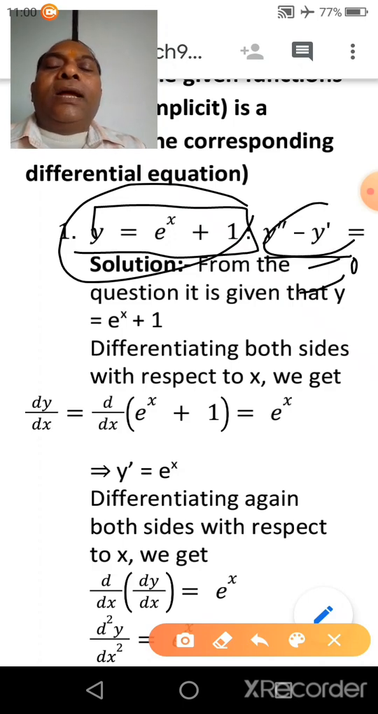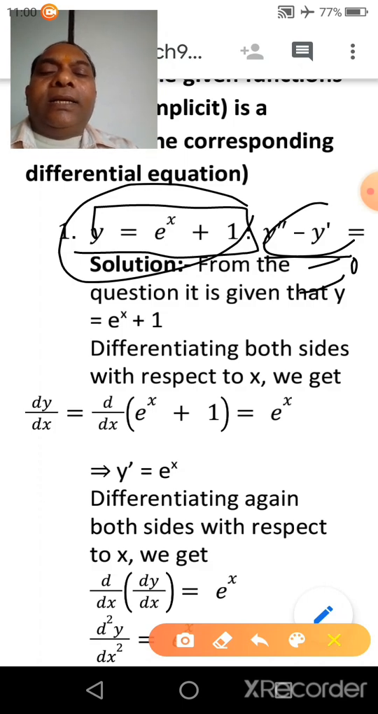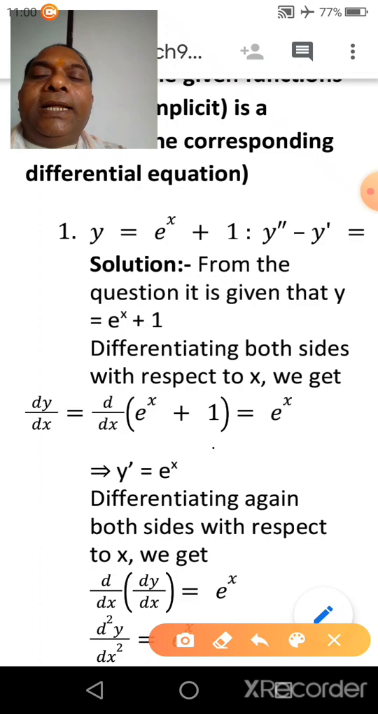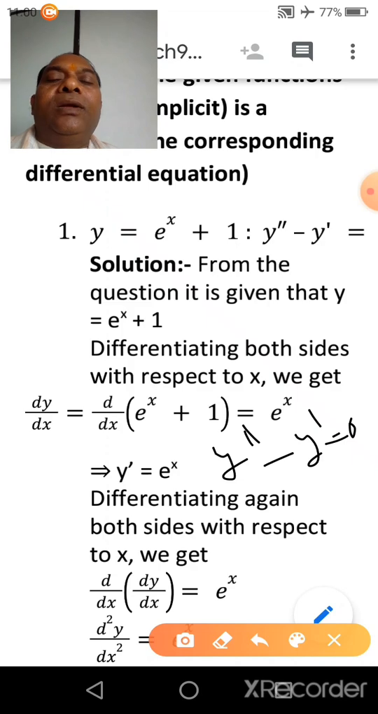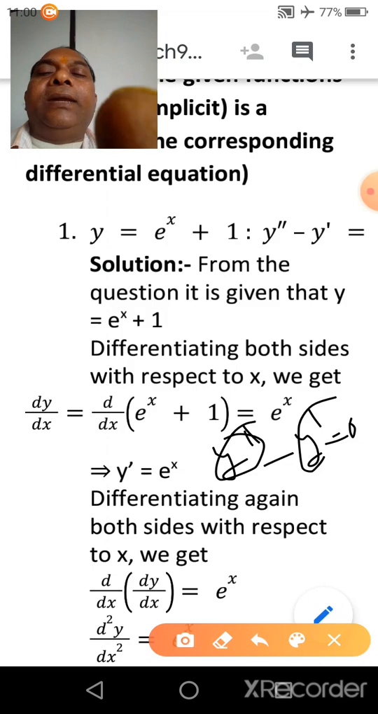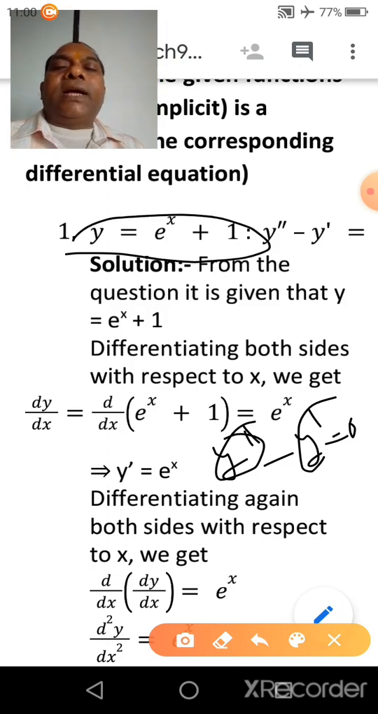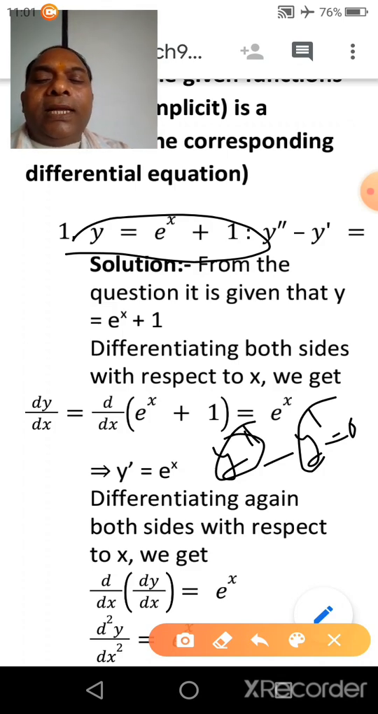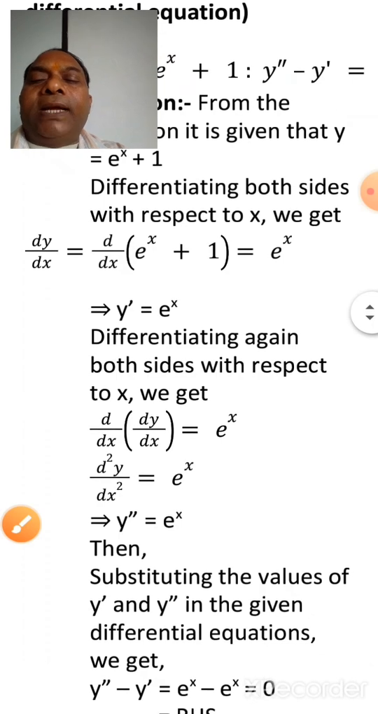So according to the differential equation, here differential equation is y double dash minus y dash is equal to 0. Clear? So you have to find the value of y dash and y double dash with the help of given function. So given function is y is equal to e to the power x plus 1. So firstly you have to find y dash and then y double dash, then put the values of y dash and y double dash in the differential equation. If LHS is equal to RHS, then it will be the solution, otherwise not.